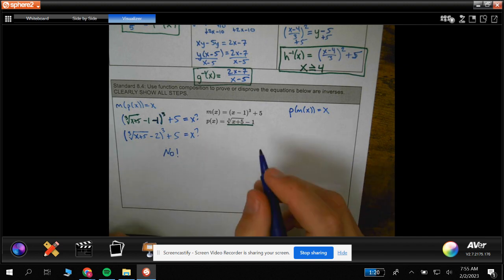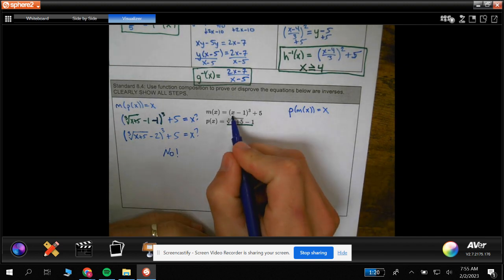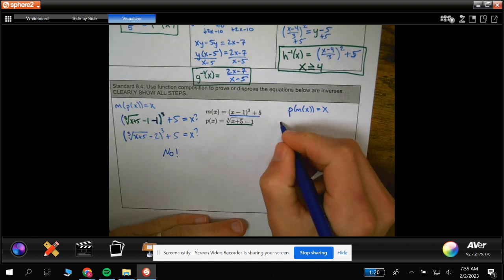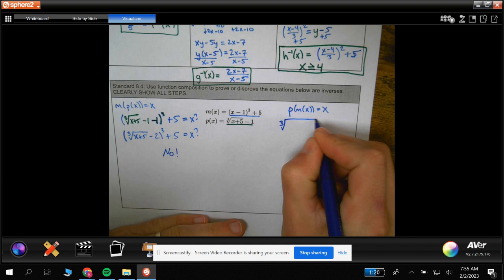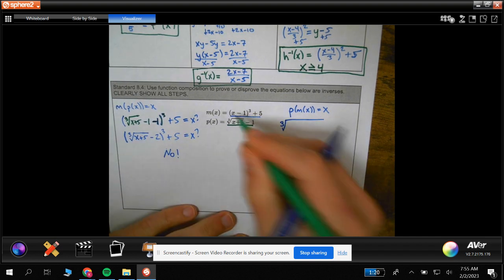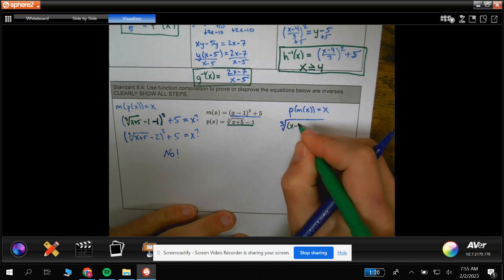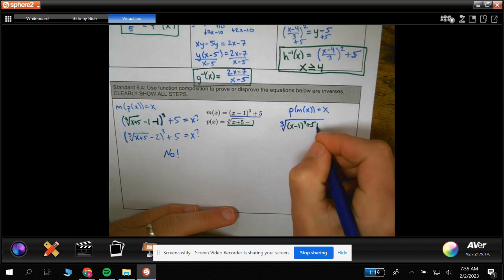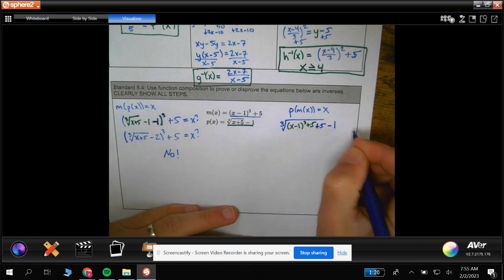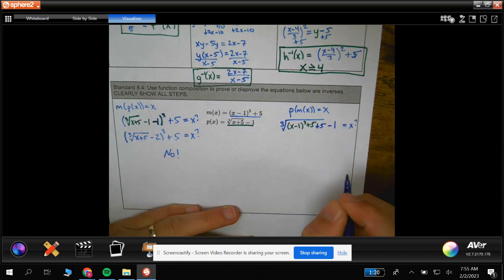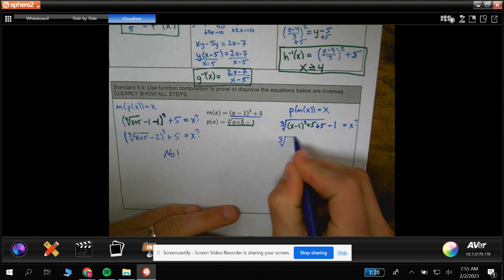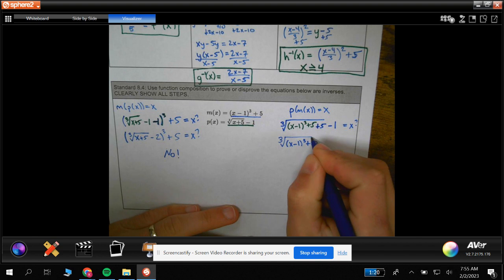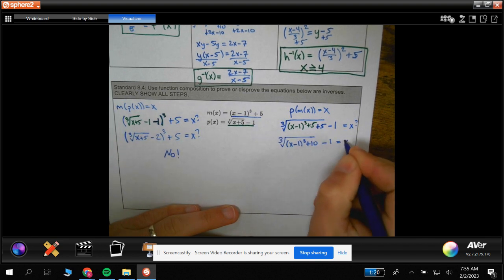All right, so what we're going to do is we're going to take m of x and substitute it into p of x. So our question is, does the cube root of, and I'm going to replace x here with m of x, x minus 1 cubed plus 5, now keep going with p of x, plus 5 minus 1, does that equal x? Simplify it a little bit. The cube root of x minus 1 cubed plus 10 minus 1, does it equal x?